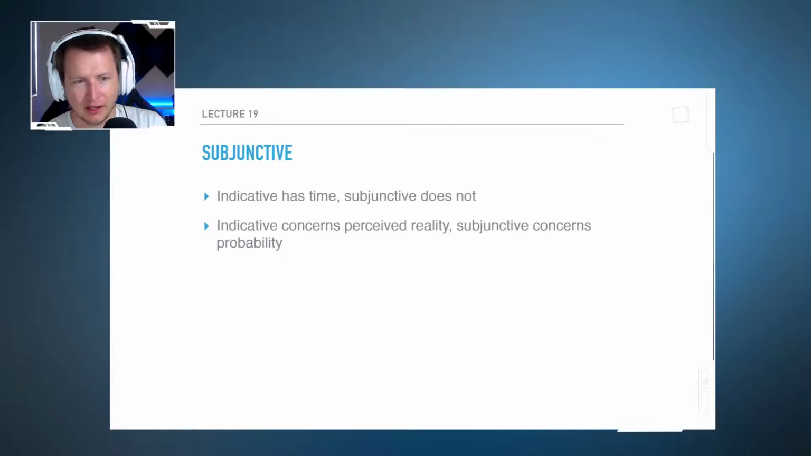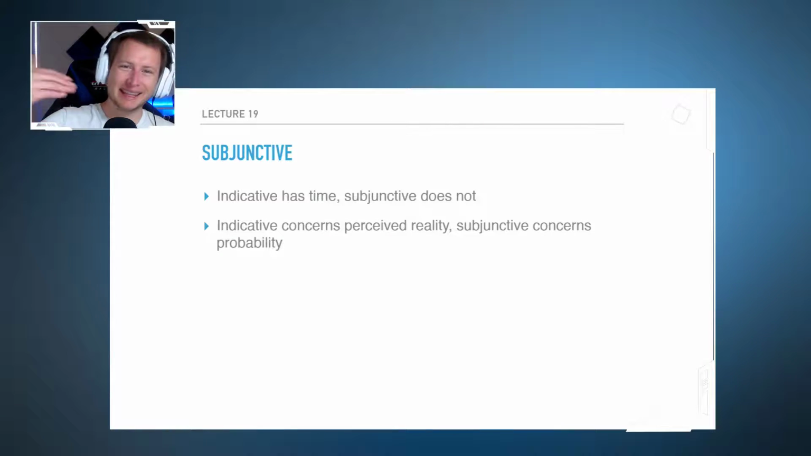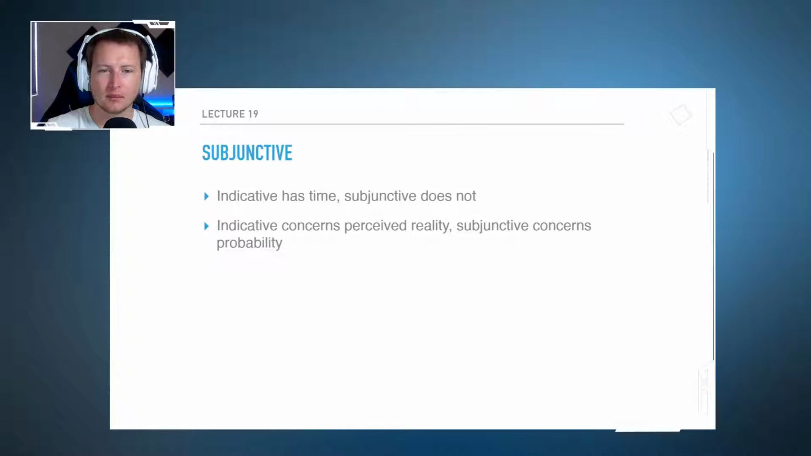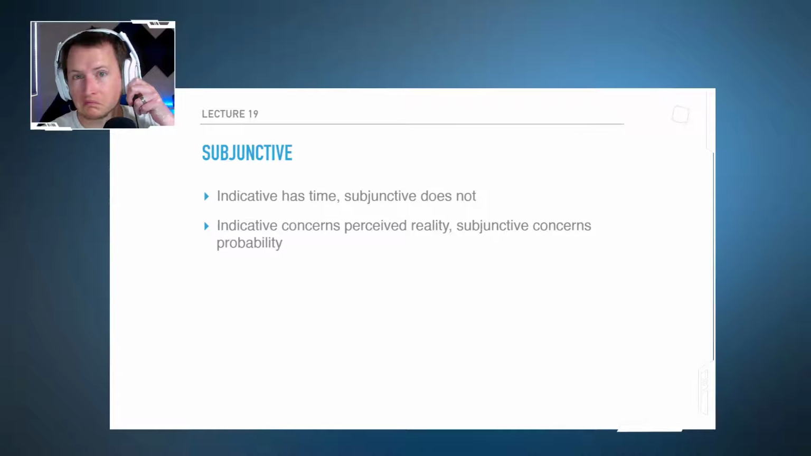So the subjunctive is different from the indicative. It has no time, whereas indicative does. The indicative indicates something about reality. Subjunctive is only concerned with probability, whereas indicative is concerned about perceived reality. So indicative is about perceived reality; subjunctive is only about whether it's probable. Yes, it's probable that that could happen, whereas indicative would be like, this happened. So that's kind of what we're dealing with. What's the difference?